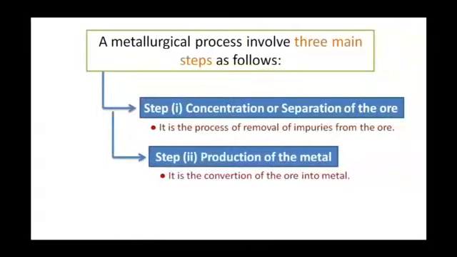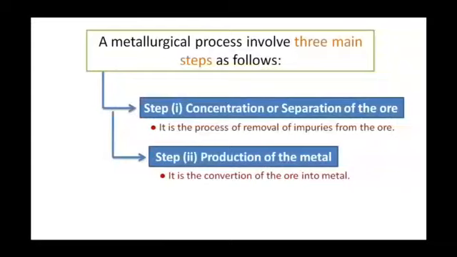Step 2: Production of the metal. Metals will be obtained in the combined state, that is, with the non-metals. It can be in the form of metal oxides, metal sulfides, metal halides, metal carbonates, etc. In this step, we will be separating the metal from its ore, that is, separation of oxide, sulfide, halide, carbonate, etc. from the metal.